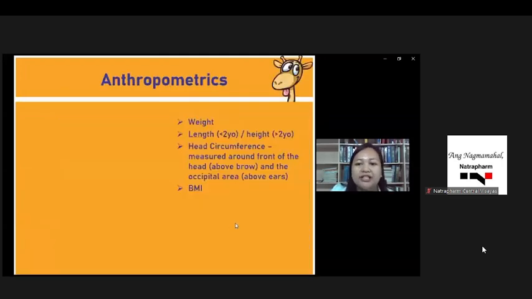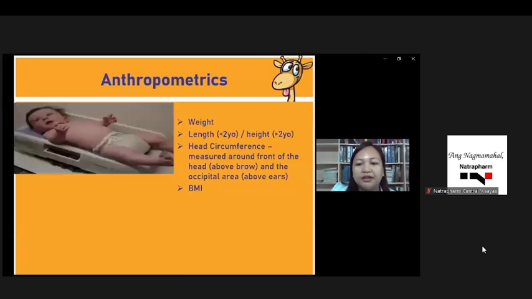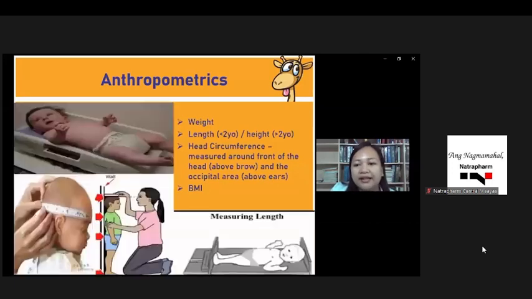Another important parameter that matters in pediatric patients is anthropometric measurement. Anthropometric measurement includes the weight, head circumference, height, length, and BMI. Weight, for instance, is very important since it is used in IV fluid rate and drug computation. Decrease in weight percentile may be due to decreased intake, malabsorption, or increased metabolic rate.